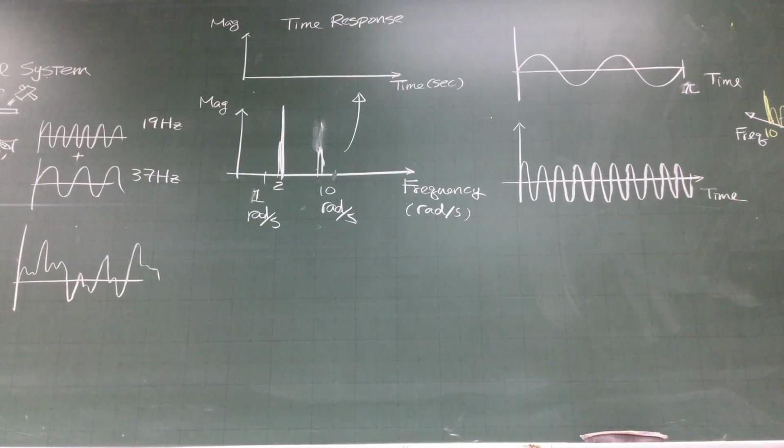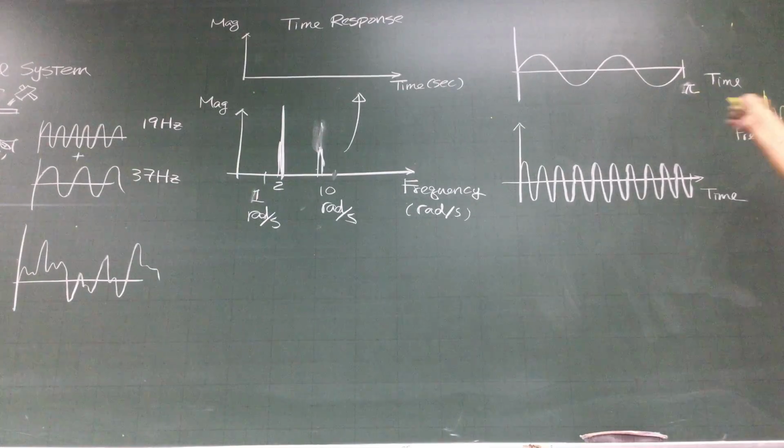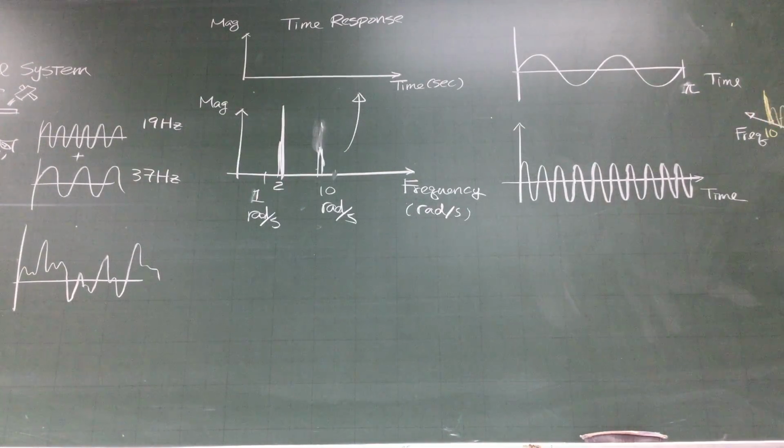Does it make sense? Now, we are human beings. We do not visualize things in this direction. We visualize things in this direction. So when we combine everything all together, what do we have? This is a summation of those two signals.